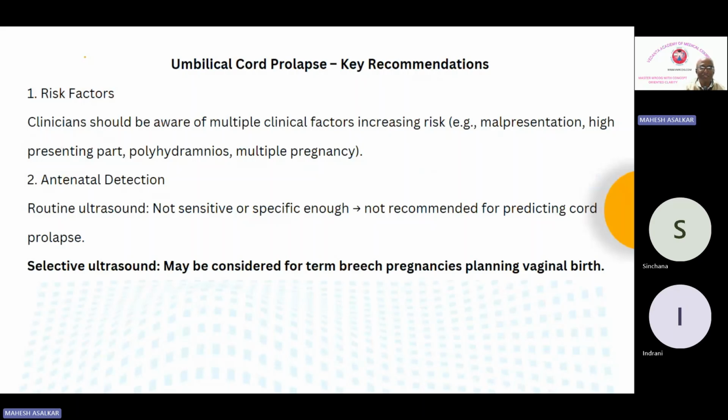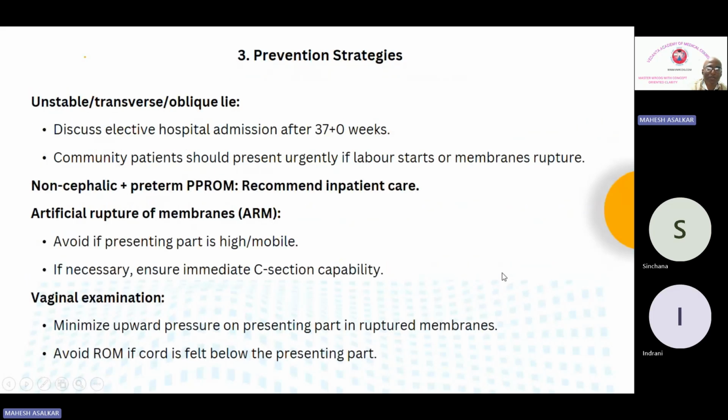What are the risk factors for umbilical cord prolapse? The clinician should be aware of multiple clinical factors which increase the risk, like malpresentation, high presenting part, polyhydramnios, multiple pregnancy, etc. Antenatal detection: routine ultrasound is not sensitive or specific enough, so it is not recommended for predicting cord prolapse. Selective ultrasound may be considered for term breech pregnancies planning vaginal birth. So in these patients, with a term breech planning vaginal birth, you should screen for umbilical cord prolapse.